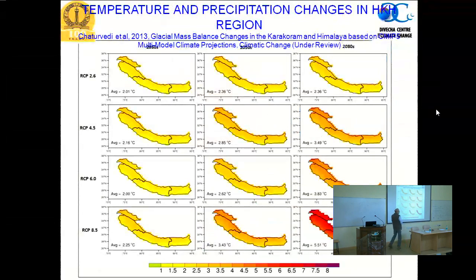Another key issue which we have looked into is what will happen if there is a change in temperature and precipitation in the Himalaya. There are numerous ways you can determine how temperature and precipitation will change. In this particular case, we have used CMIP5, an ensemble product, and looked at different scenarios: RCP 2.6, 4.5, 6 and 8.5. I will not go into that because I'm sure there are other people who will talk about it. Watch Dr. Bala's lecture and other lectures, where they will talk about that.